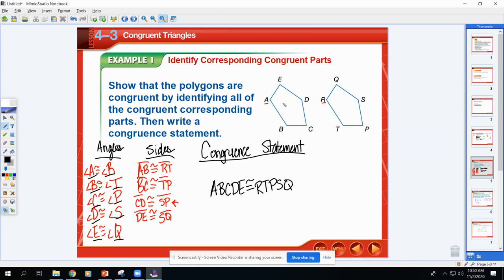Normally, if these were a normal shape, let's say if they were a triangle, we would put a triangle in front of both of these. But since this is just an irregular polygon, we are not going to put anything out in front.